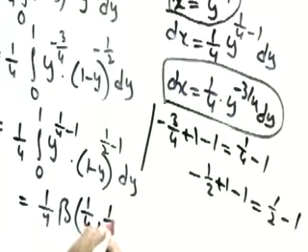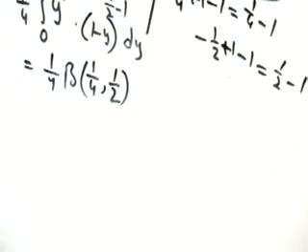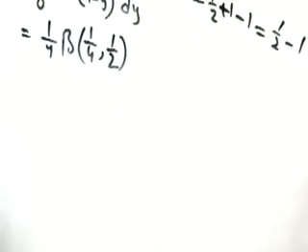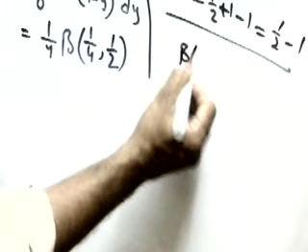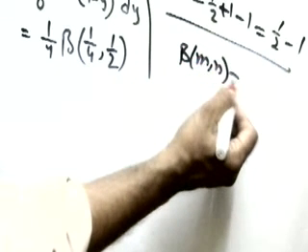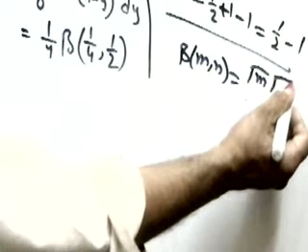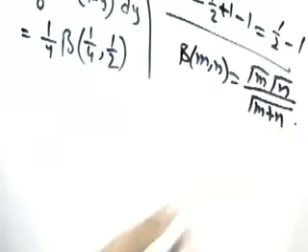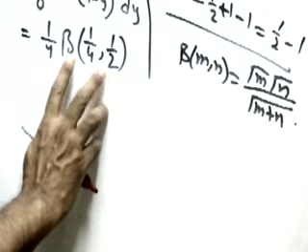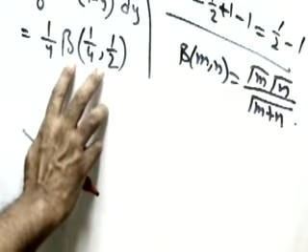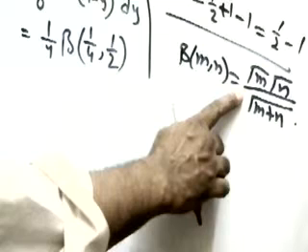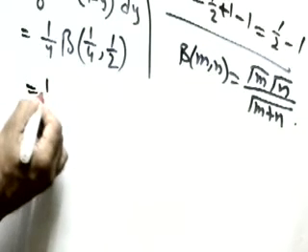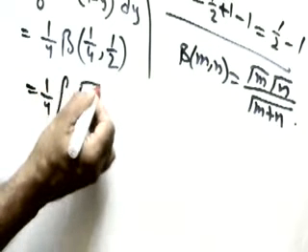In place of m we are having 1 by 4, in place of n we are having 1 by 2. So always remember, whenever we get the formula of beta, we must change into gamma. So what is the relation between beta and gamma? Gamma of m into gamma of n by gamma of m plus n. In many questions, when we get the answer in beta terms, always the next step is to change into gamma.